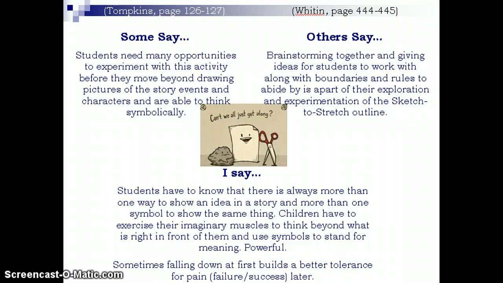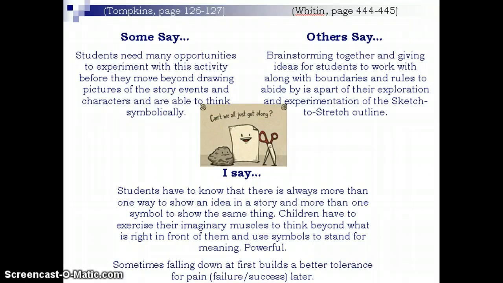There were multiple ideas about sketch to stretch, so I'd like to talk about the differing opinions. Some say that students need many opportunities to experiment with this activity before they move beyond drawing pictures of the story events and characters and are able to think symbolically. I agree. However, I believe that if you give them the right tools, they will be successful, and I think that's what others are saying also. Brainstorming together and giving ideas for students to work with, along with boundaries and rules to abide by, is a part of their exploration and experimentation of the sketch to stretch outline. Therefore, I feel, why can't we just get along?